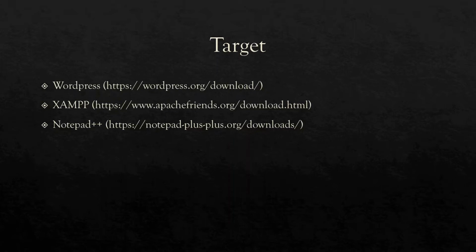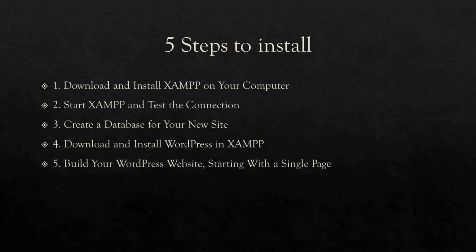There are 5 steps to install WordPress in your local system. First, you have to download and install the XAMPP software on your computer. The second step is that you have to test the connection. You have to test the Apache server as well as MySQL, your database, whether they are successfully connected or not.